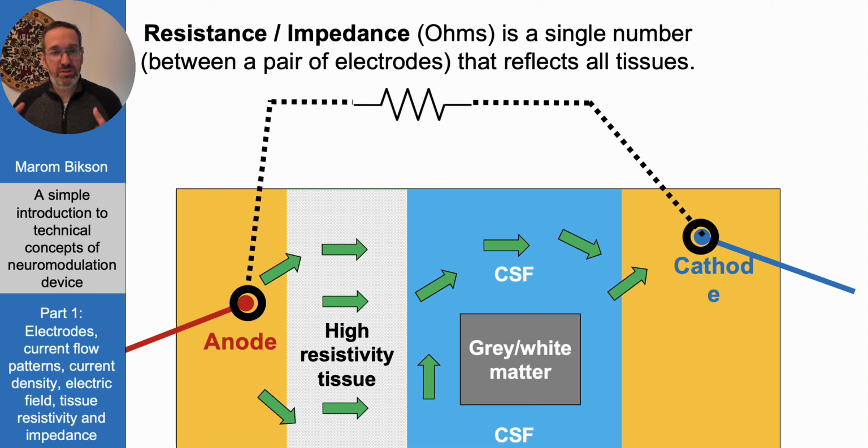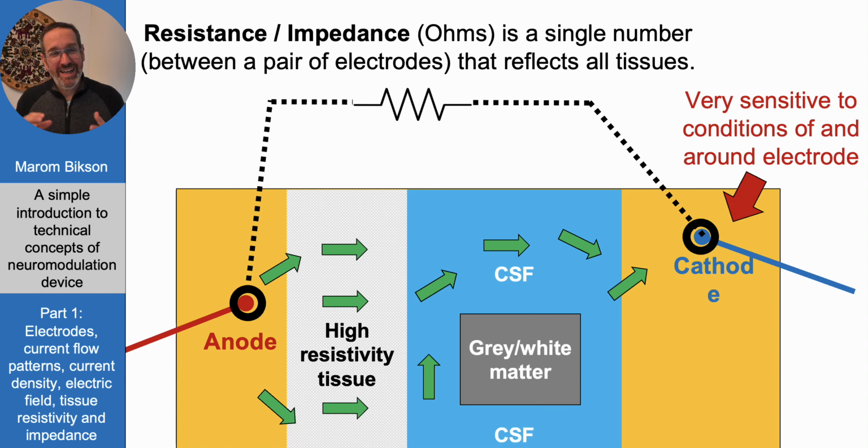And so often devices will report resistance or impedance. This needs to be understood as a measure of the overall resistance to current flow. It includes everything that exists between the anode and the cathode. It is very sensitive to conditions right around the electrode. That's where everything has to flow through, if you can imagine. So any kind of issues around there are going to be really important.